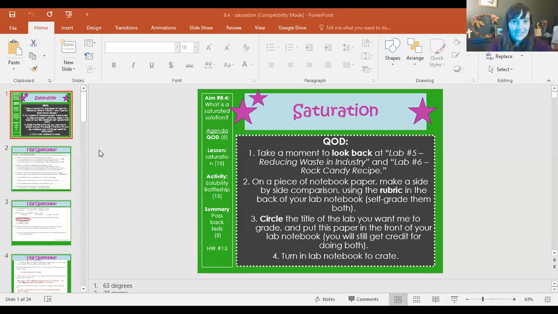Saturation. So the aim for today is 8.4, what is a saturated solution? We're going to skip the question of the day. I'm going to go over the homework though.